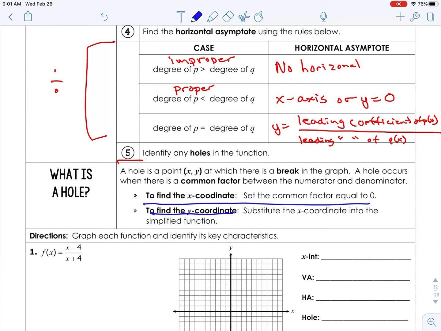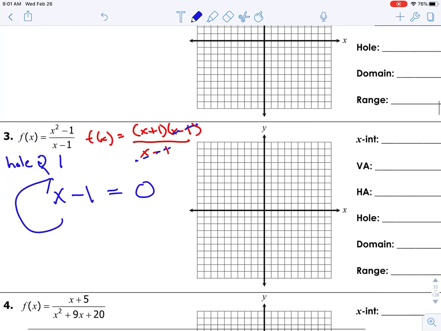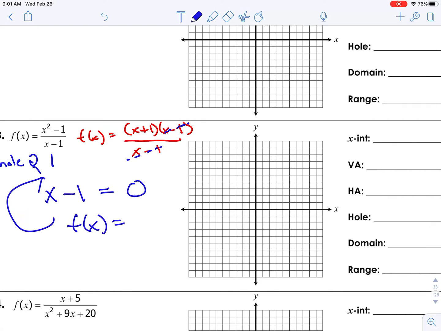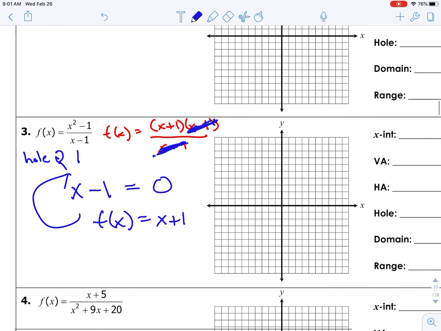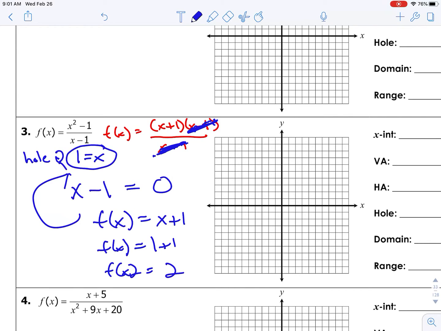Now, to find the y-coordinate, substitute the x-coordinate into the simplified function. So our simplified function is f of x is equal to x plus 1 because these 2 went away. We know there's a hole at x is equal to 1, but what about y? You need to substitute 1 in for x, and 1 plus 1 is 2. So when x is 1, y is 2, and that's your hole.